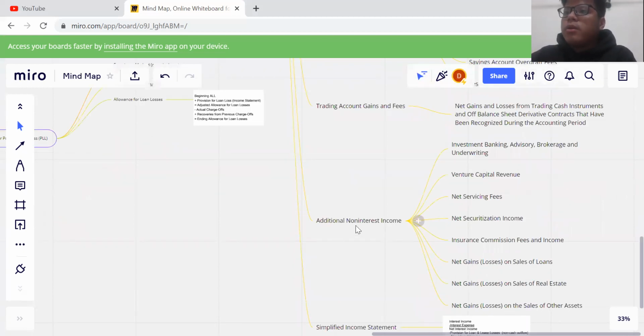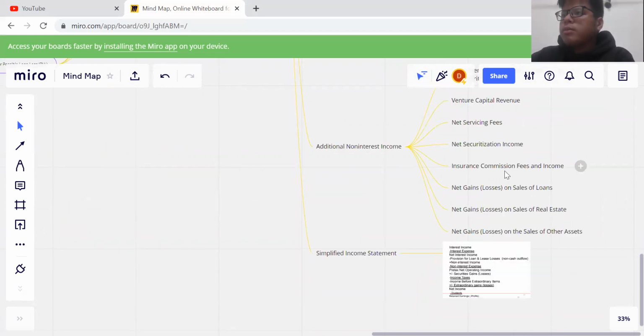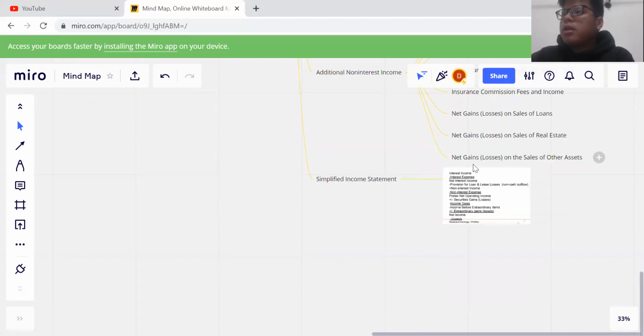In additional non-interest income, we have investment banking, advisory, brokerage and underwriting, venture capital revenue, net servicing fees, net securitization income, insurance commission fees and income, net gains or loss on sales of loans, net gains or loss on sales of real estate, and net gains or loss on the sales of other assets.